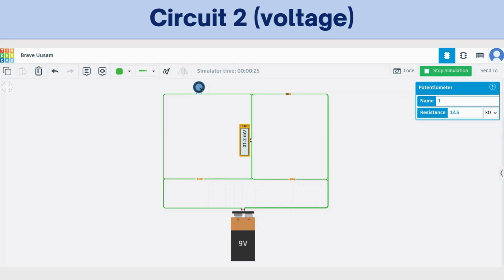For 12.5 kilo ohm, I got 31.2 millivolt. For 15 kilo ohm, I got 13.6 millivolt. For 17.5 kilo ohm, I got 0 volt. For 20 kilo ohm, I got negative 8.52 millivolt. For 22.5 kilo ohm, I got negative 15.9 millivolt. For 25 kilo ohm, I got negative 21.8 millivolt.